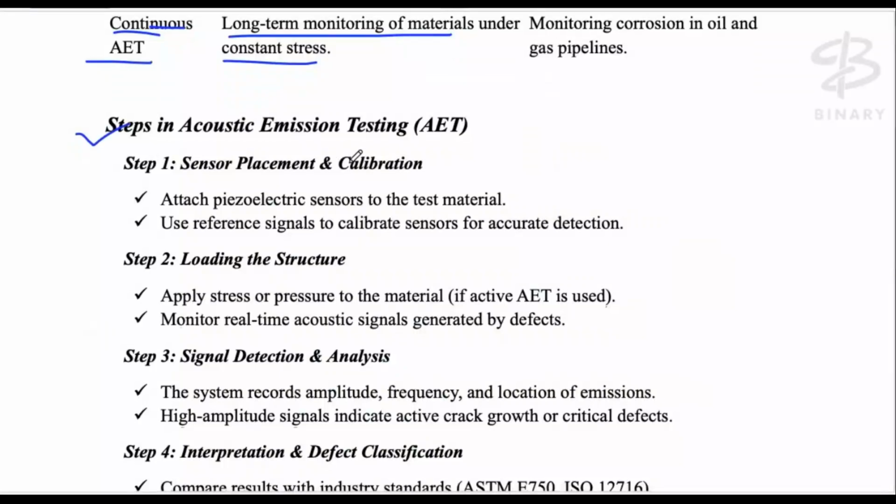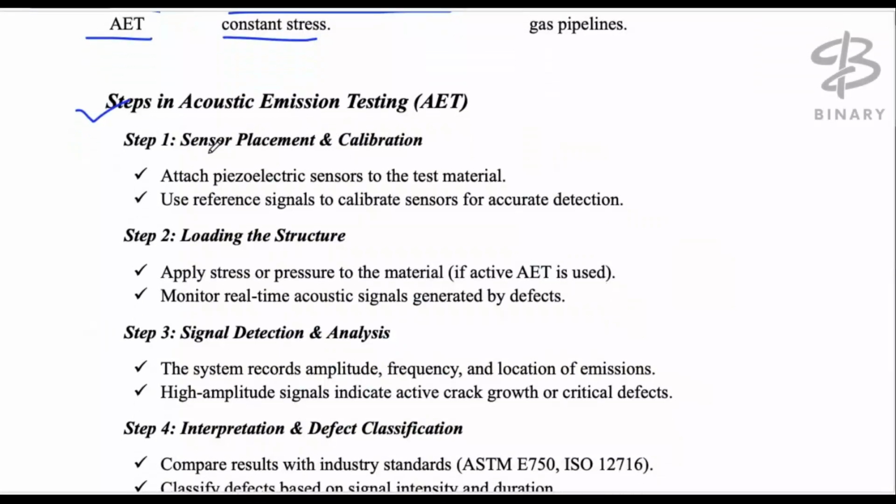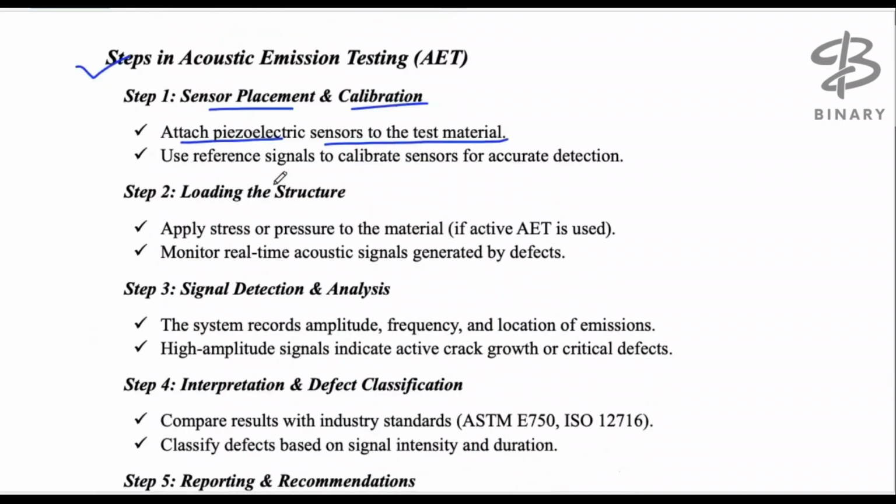The steps in acoustic emission testing. First one is sensor placement and calibration. So attach the piezoelectric sensor to the test material. Use the reference signals to calibrate the sensor for accurate detection.